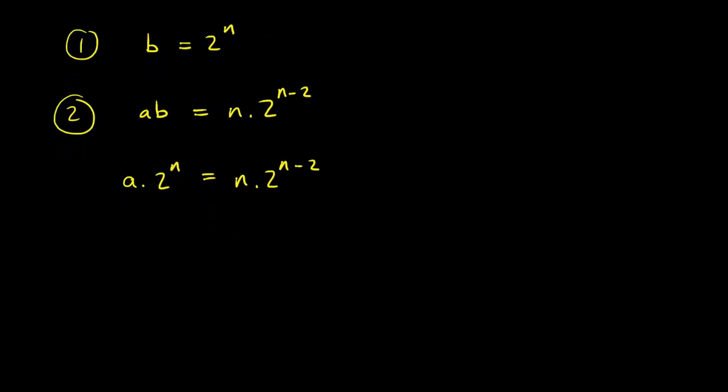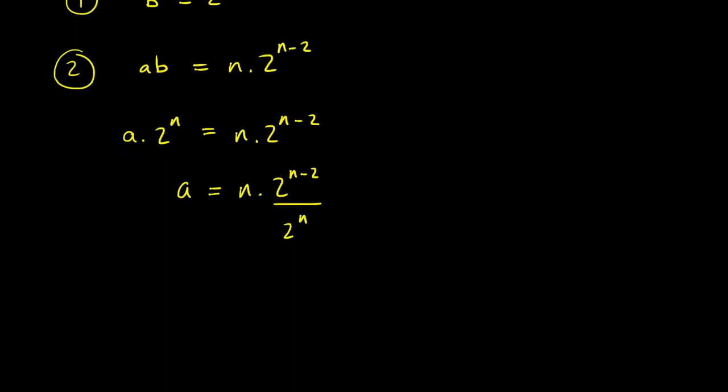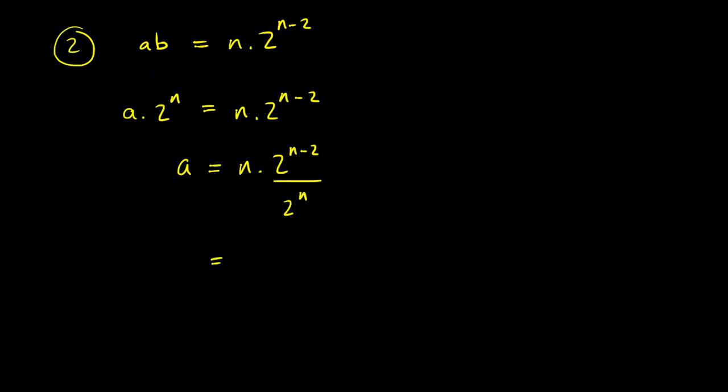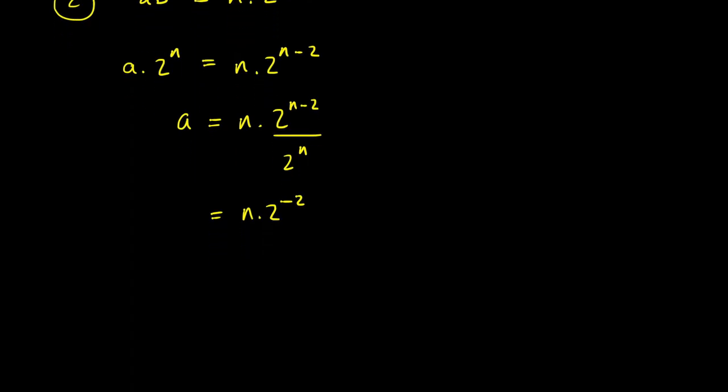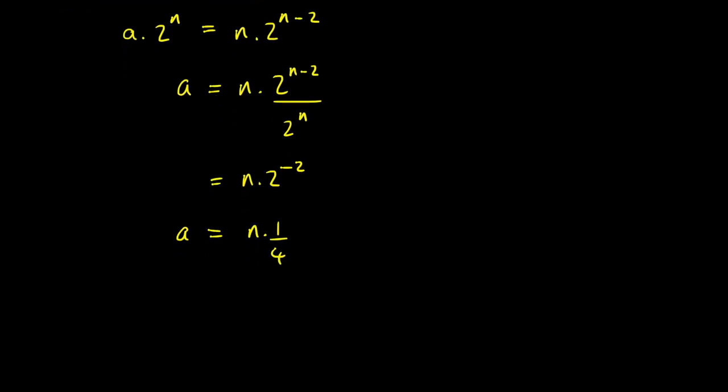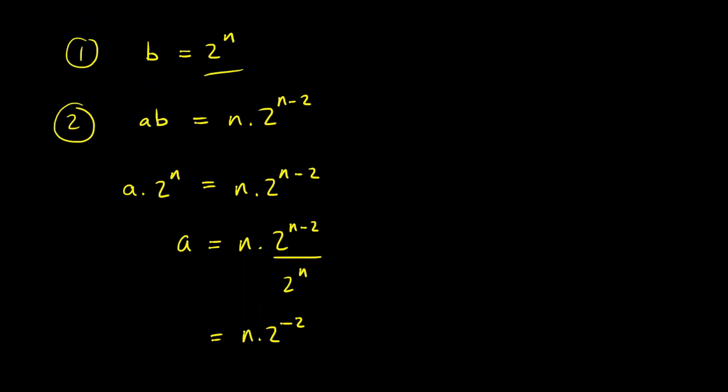So I can rearrange that a little bit. So I'm going to get a is equal to n times by 2 to the power n minus 2 over 2 to the power n. And again, I'm going to be subtracting the powers, aren't I? So I've got n minus 2 minus n, which is just 2 to the power of negative 2, right? Because n minus 2 minus n is just negative 2. And 2 to the power of negative 2 is 1 upon 2 squared. So we've got a is equal to n times by 1 upon 2 squared, which is a quarter, which is the same thing as saying n is equal to 4 times by a. So we've got n is equal to 4 lots of a. We've got b is equal to 2 to the power of n.